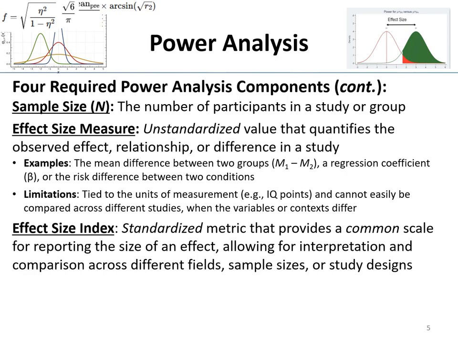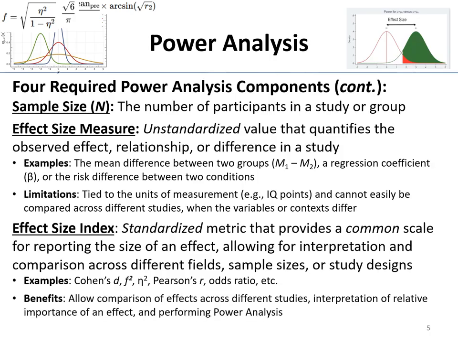So not all effect size measures are also effect size indexes, but all effect size indexes are standardized measures, and I'll talk about differences. So what are some examples of effect size indexes? Cohen's d, which I don't think we've run into yet. Cohen's f squared, which I also don't think we've run into yet. Eta squared. Pearson's correlation coefficient, which we've done, is actually an effect size measure and an effect size index, meaning you can compare correlations across studies. Odds ratios, and there's many, many others.